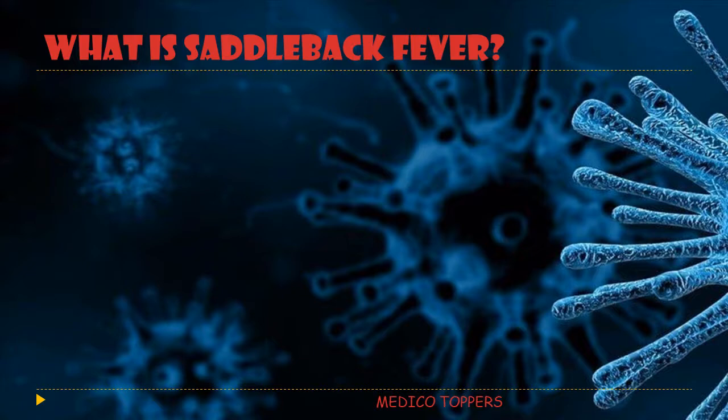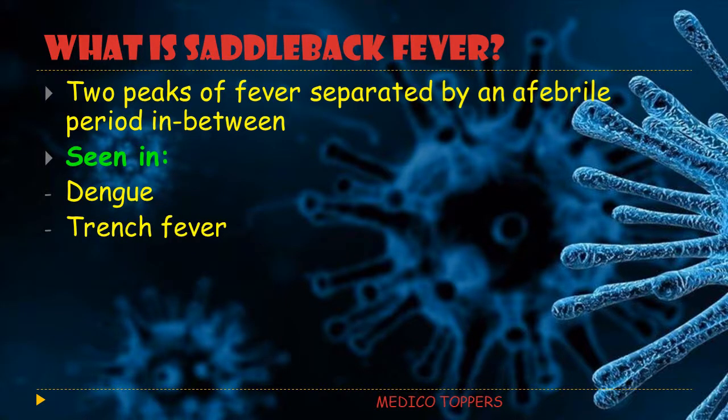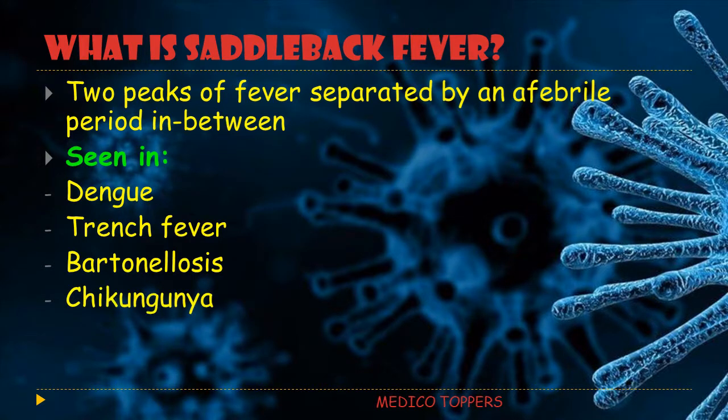Then another MCQ related to dengue, that is, what is saddleback fever? So there will be 2 peaks of fever separated by an afebrile period in between. So we can see this saddleback fever in a few other conditions other than dengue. Those are, first is dengue, then trench fever, Bartonellosis, chikungunya, then Colorado tick fever. These are all the other conditions where we can see the saddleback fever. Try to remember it. It is one of the important MCQs.